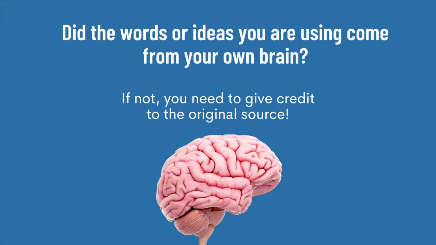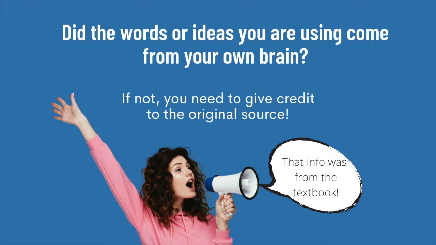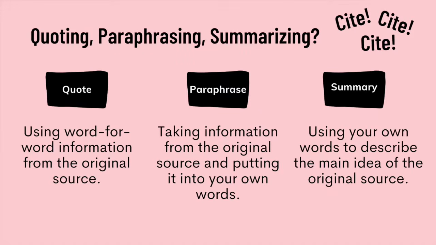If you're writing a paper or responding to a discussion post and want to include some information that didn't come directly from your own brain, you need to make sure you give credit to the original source. This helps your reader know where your knowledge on a topic came from. Whether you're quoting a source word for word, paraphrasing it by taking a passage and putting it in your own words, or summarizing the main idea of a piece of information, it's critical that you provide a clear indication that the information didn't actually come from you.